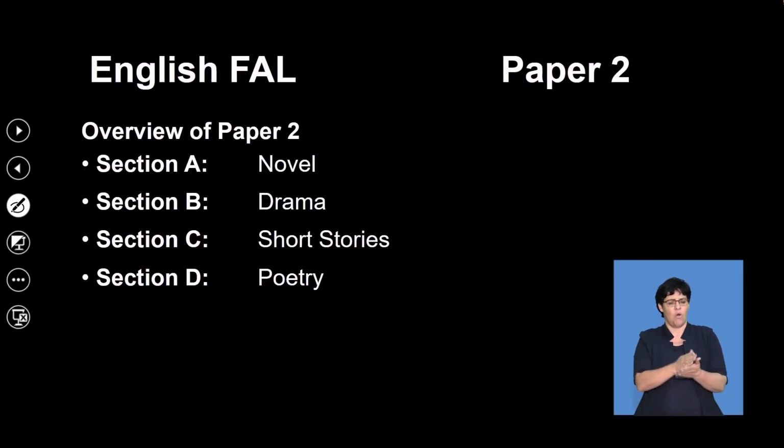I'm sure you know by now your paper encompasses 4 sections. You've got section A, which is your novel. You've got section B, which is your drama. Your section C are your short stories, and section D is poetry.